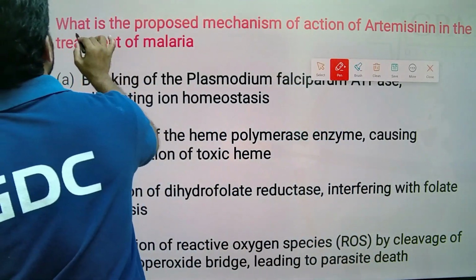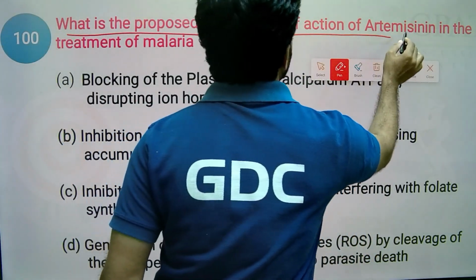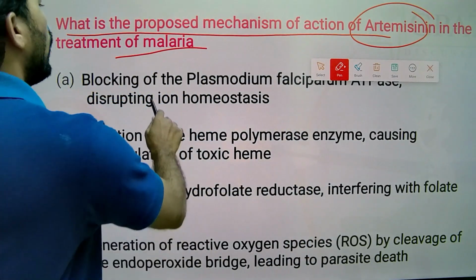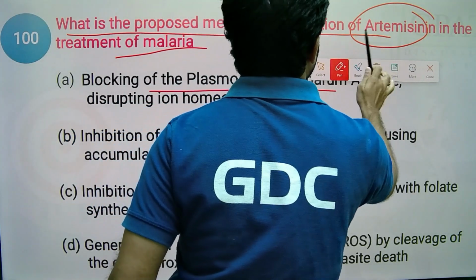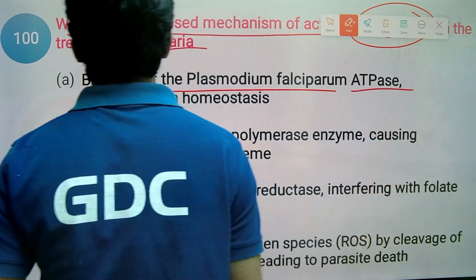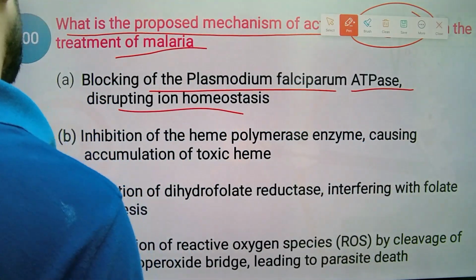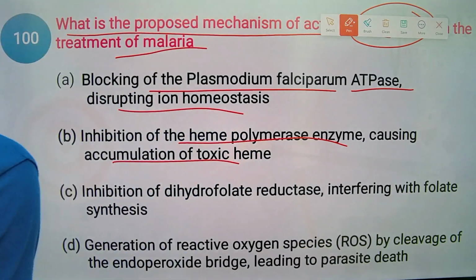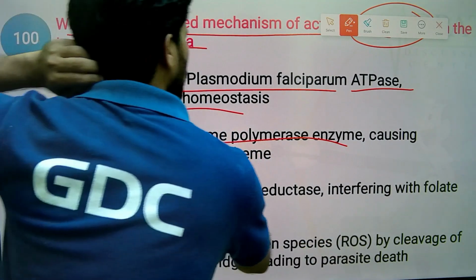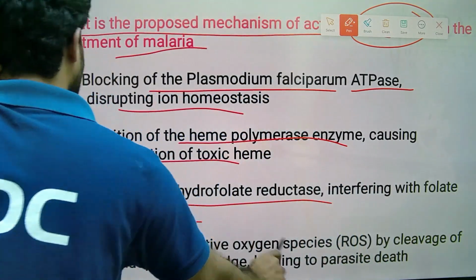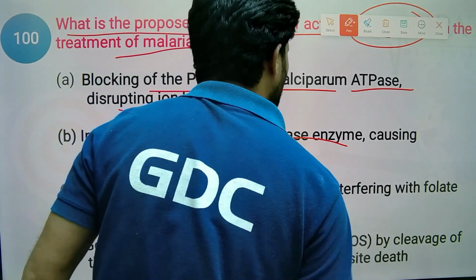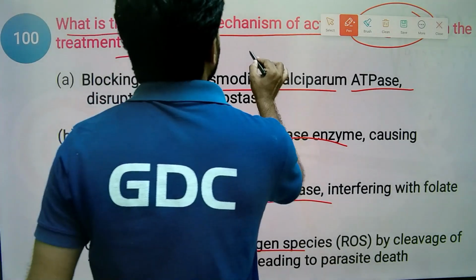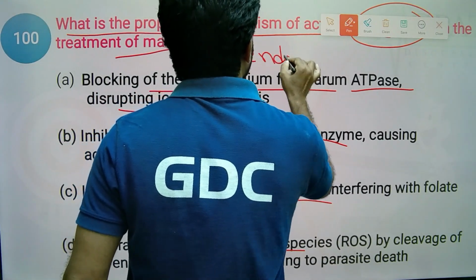Next. What is the proposed mechanism of action of artemisinin in the treatment of malaria? So, blocking of the Plasmodium falciparum ATPase, disrupting ion homeostasis, inhibition of heme polymerase enzyme causing accumulation of toxic heme, inhibition of dihydrofolate reductase interfering with folic acid synthesis, generation of reactive oxygen superradicals, especially as artemisinin contains an endoperoxide ring in its structure.